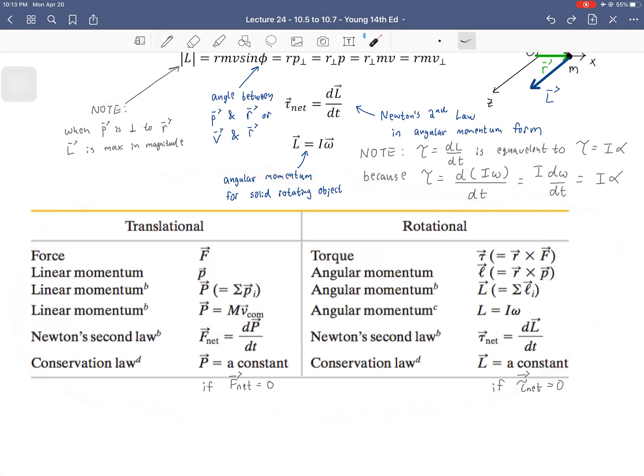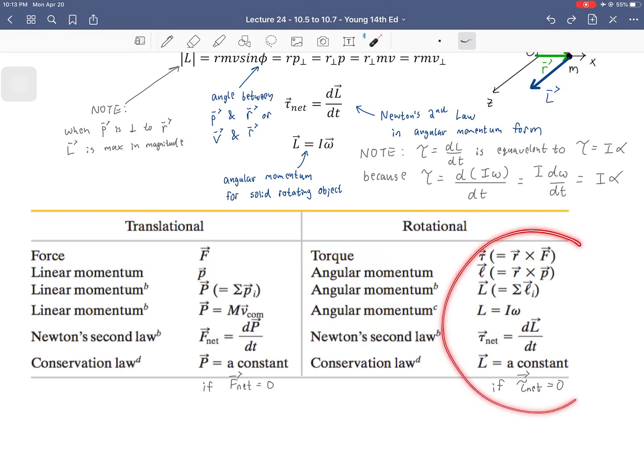Because we've seen tables like this before. I put one table in the last set of notes. It went up through all of kinematics, through forces, through work and energy. Those all had exact analogies in rotation. And now we're showing that indeed momentum is no exception, okay?